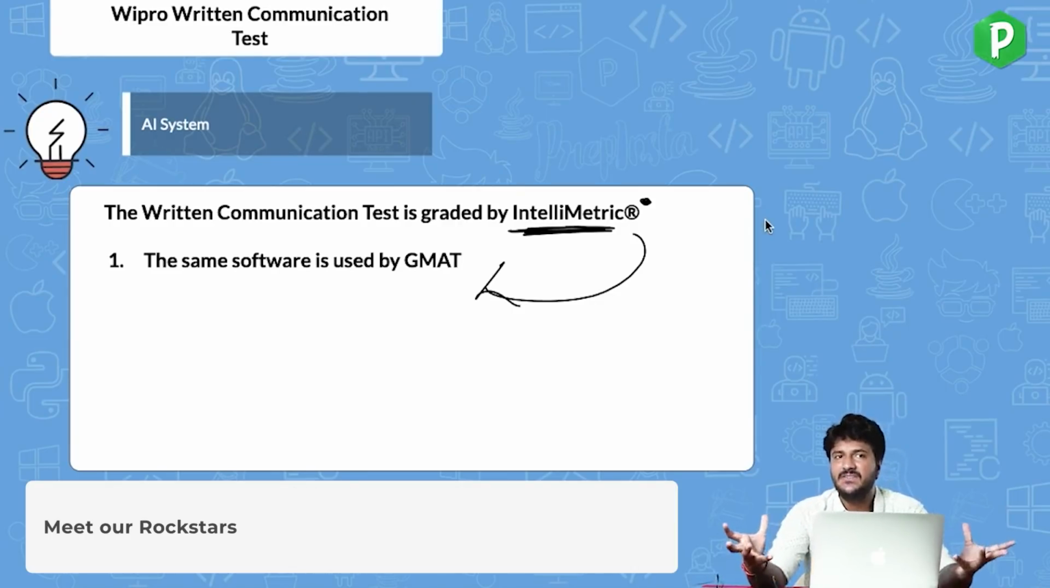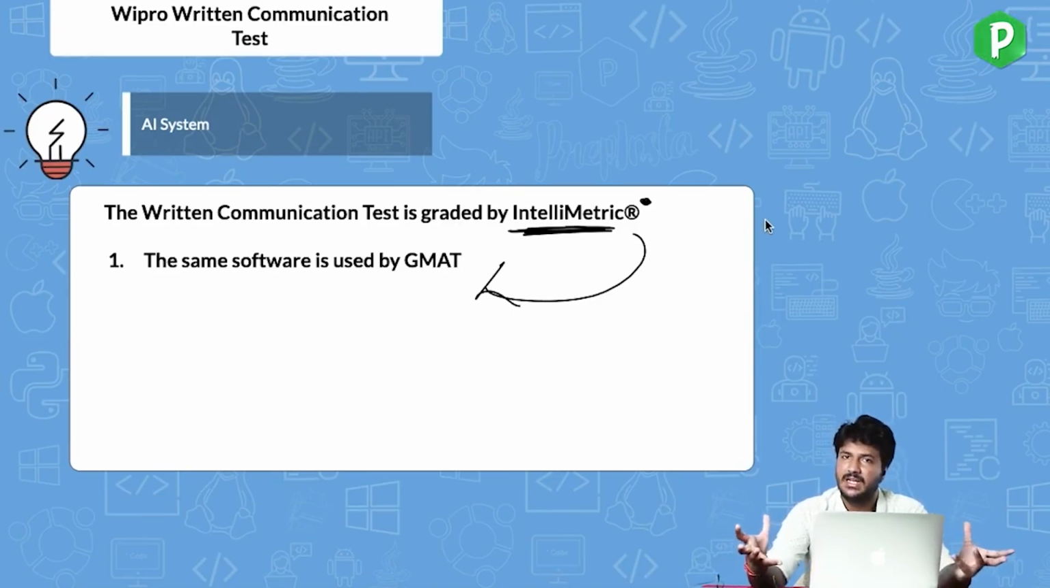Not just does it identify very factual information or errors that you are making, it is also able to understand the meaning of what the paragraph is saying and comprehend it much better than a human being. So even if a human being is grading the essay that you have written, the AI system will be able to find more mistakes and understand and comprehend the meaning better than a human being. The same software is used by GMAT.